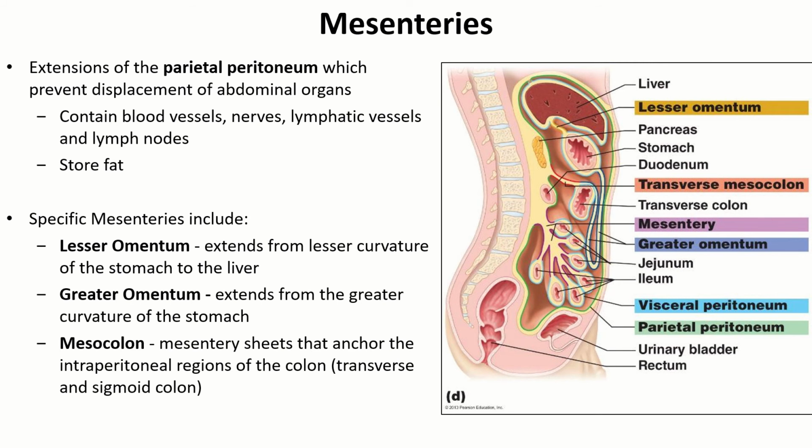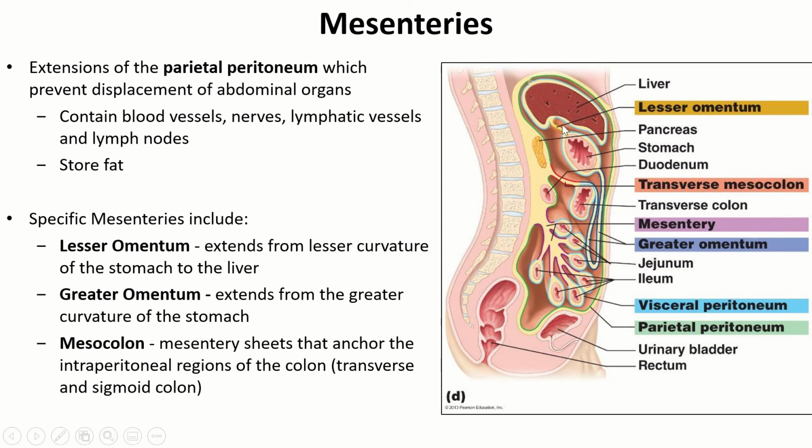There's a few regions here that have specific names beyond visceral or parietal peritoneum, and those are known as mesenteries. So a mesentery itself is just an extension of this parietal peritoneum, but it's adapted to hold on to things like fat, lymph nodes, lots of vasculature, and so it actually in recent years has become known as an organ in its own right because of the many different tissue types it holds.